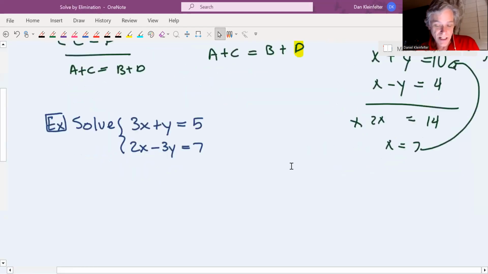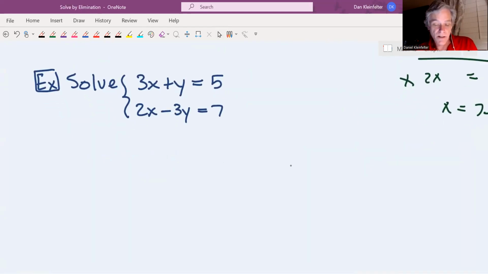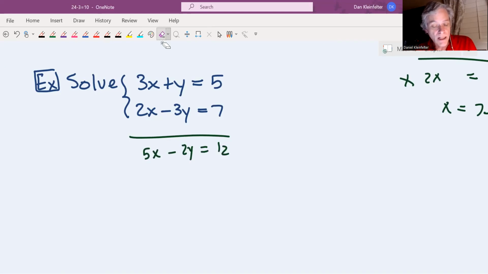This one, on the face of it, doesn't look so easy, because if we just add together the two equations, 3x plus 2x is 5x, y plus negative 3y is negative 2y, and then we'd have 12. We didn't get a variable to be eliminated. So the kind of pre-step that we're going to need to do is to multiply one of the equations, or maybe both, by some number to make it so that the variable will be eliminated.